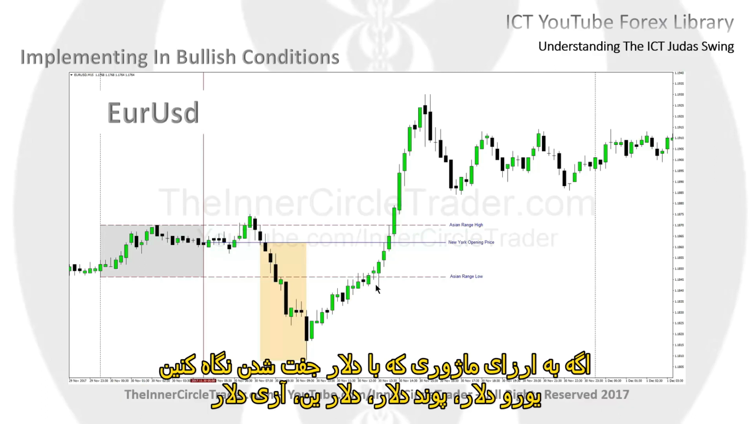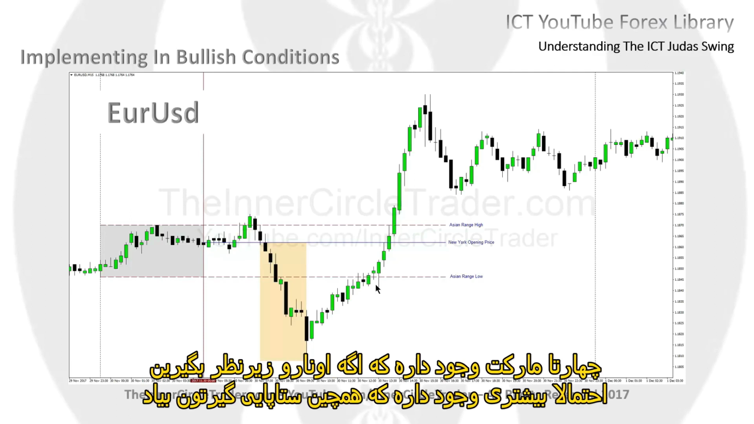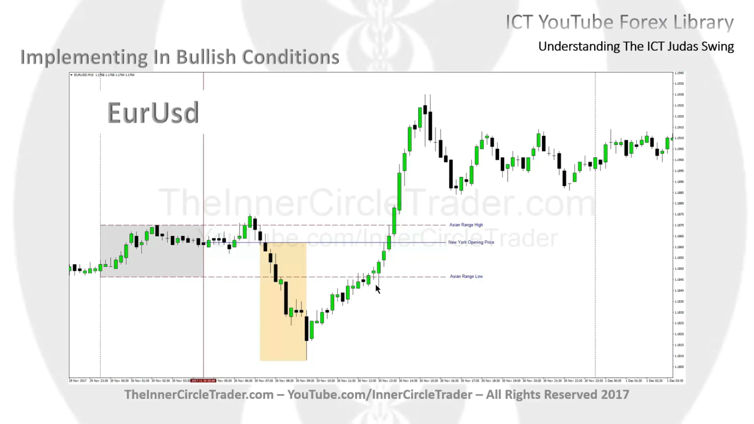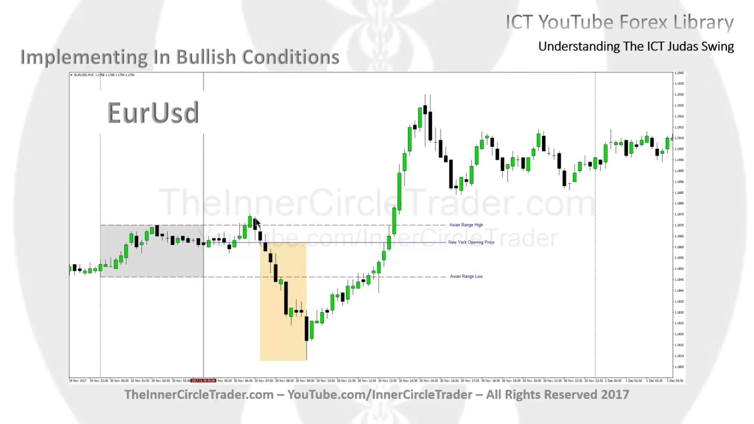If you look at the majors that are coupled with the dollar, Euro dollar, cable, Aussie dollar, dollar yen, there are 4 markets that if you just watch those, it'll give you a wide array of potential scenarios where this type of thing forms. Now, what is the Judas swing here and how is it implemented on a bullish scenario?